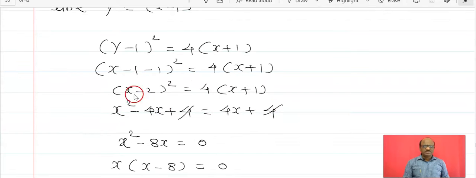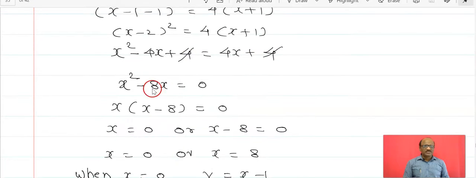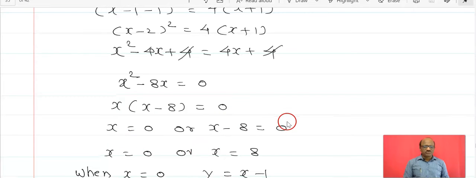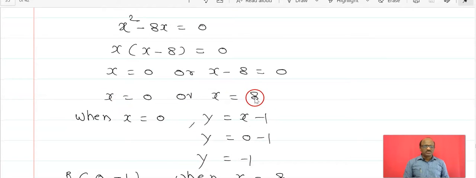Now expand this. That is x square minus 4x plus 4 equals 4x plus 4. Plus 4 on both sides gets cancelled, and here is x square minus 8x equals 0. Take x as common, and in brackets you will get x minus 8 equals 0. Therefore x equals 0 or x minus 8 equals 0. So x equals 0 or x equals 8.